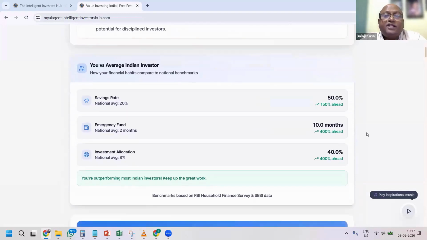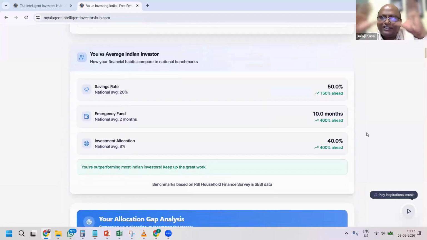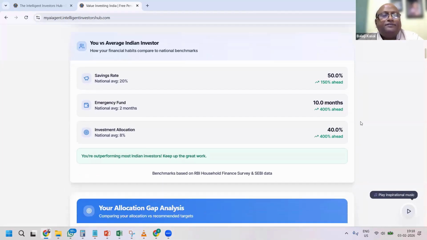It is also comparing against the average Indian, right? Where you stand today. For example, the average Indian national saving rate is probably 20%, but I'm doing 50%, saving it out of the income. Emergency fund: the national average is 2 months, people are just saving for 2 months lying in their savings account, very few people, for awareness and all those things. But I'm doing it for 10 months, 5 lakh rupees, right?